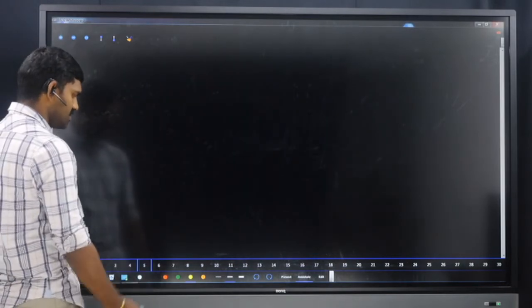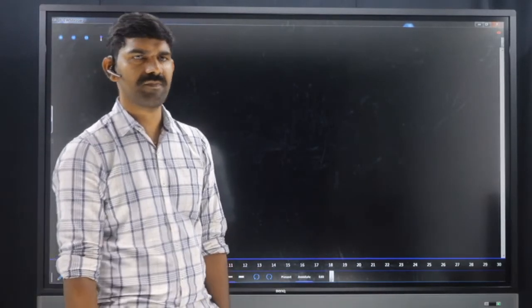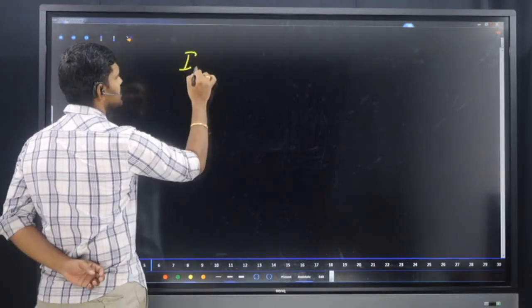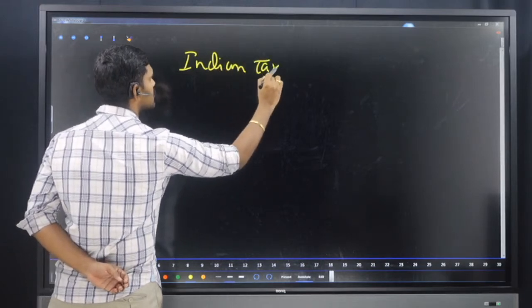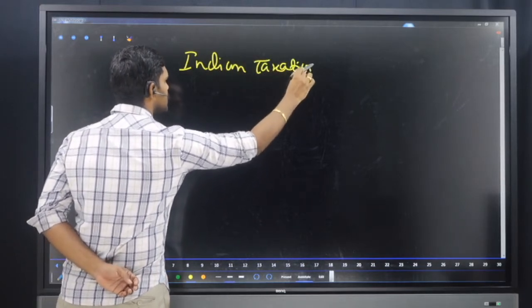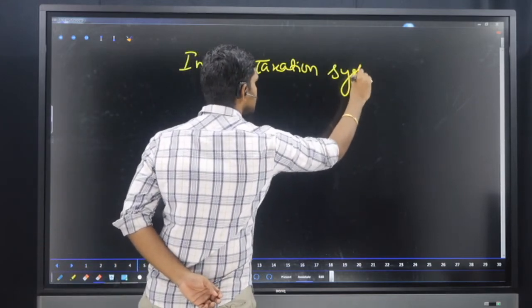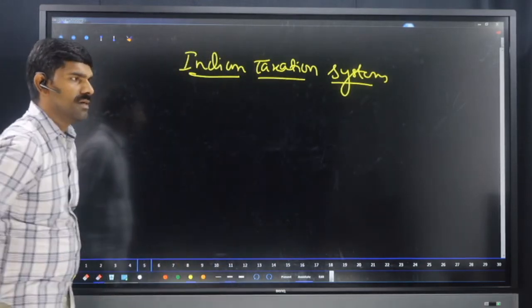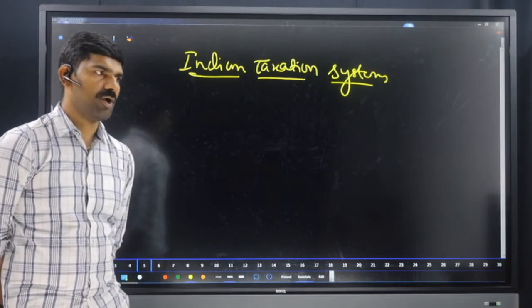The next one, so that is all about the inflation topic. The next topic that we are going to deal with in today's session is nothing but the Indian taxation system. What exactly is this Indian taxation system? I hope I answer your question, Strauss.